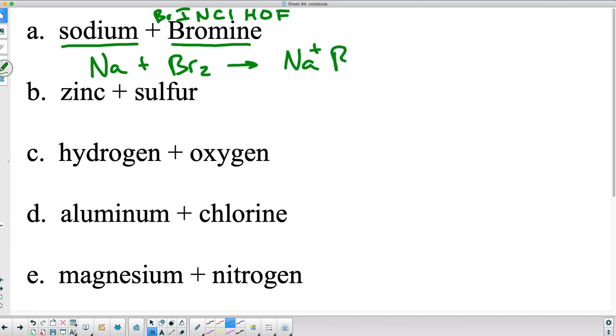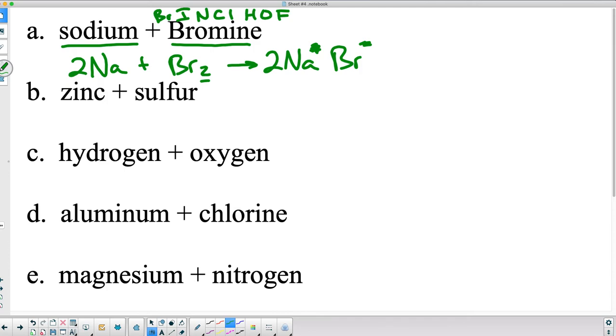Bromine is underneath fluorine, and fluorine's a -1, so it has the same charge. So a +1 and a -1, which means that we don't need to crisscross this because it equals 0 already. But bromine does have a 2 from Brinkelhoff, which means I need a 2 over here. And then that does mean that I need a 2 in front of the Na. So my balanced equation is 2Na plus Br2 yields 2NaBr.